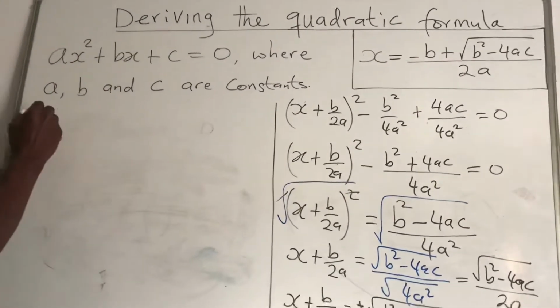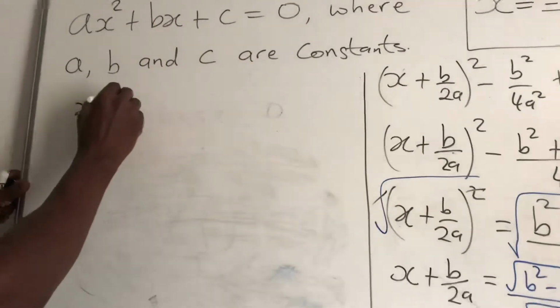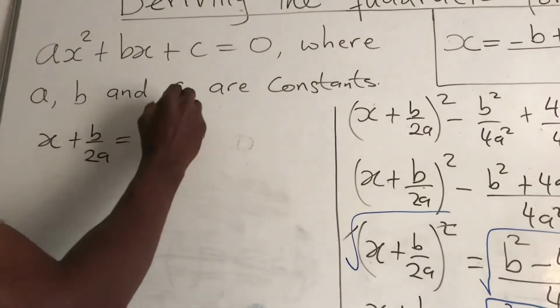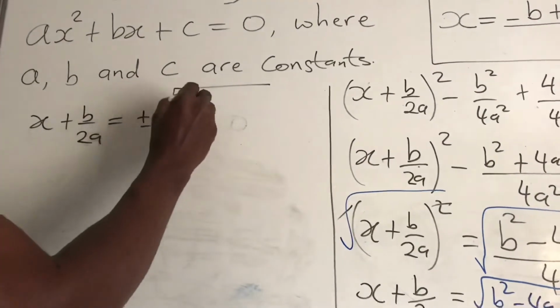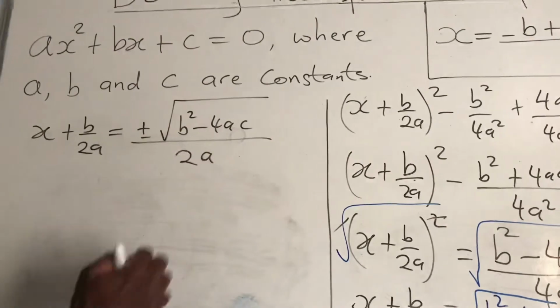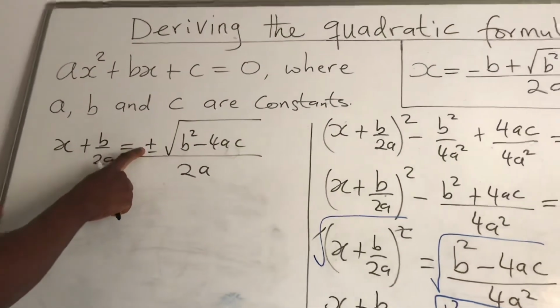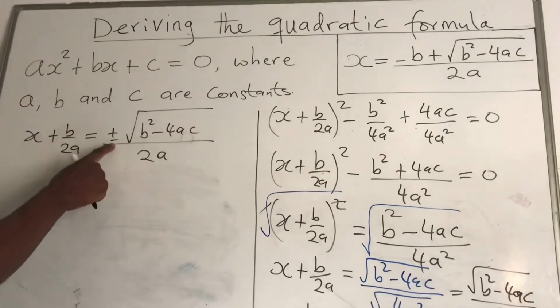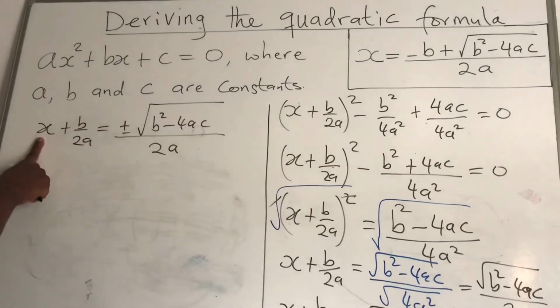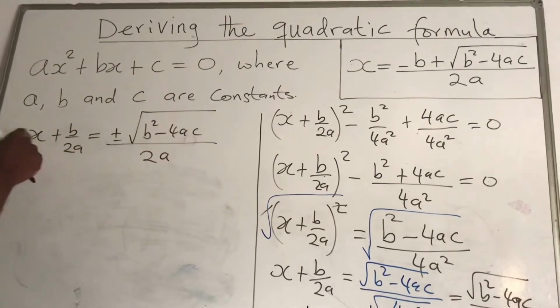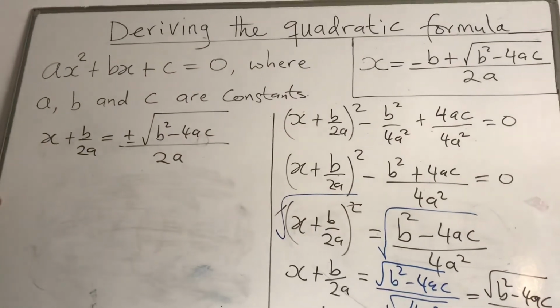We have x plus b over 2a equals plus or minus the square root of b squared minus 4ac all over 2a. This plus or minus is here to show that we're taking the positive value of the square root and we work out our answer for x. And then we take the negative value of the square root and we work out the other answer for x.